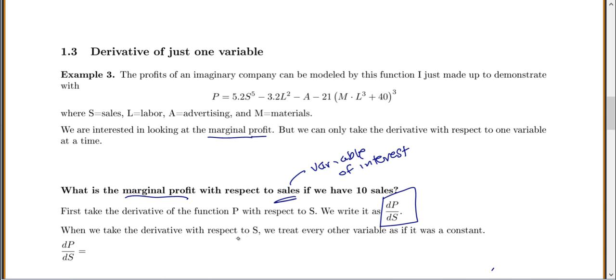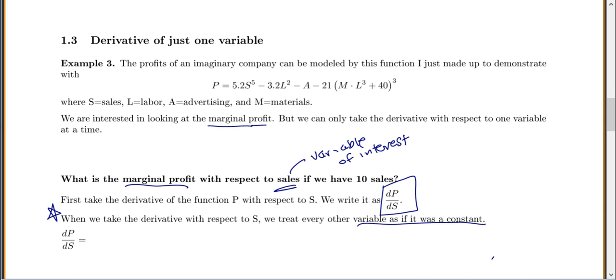And so if we want to take the derivative with respect to just one variable, this is the key thing. You treat every other variable as if it were a constant. A constant means just a number. So you can even plug in a number if you really want to, as long as you remember what it is. So you treat every other variable as if it was a constant.